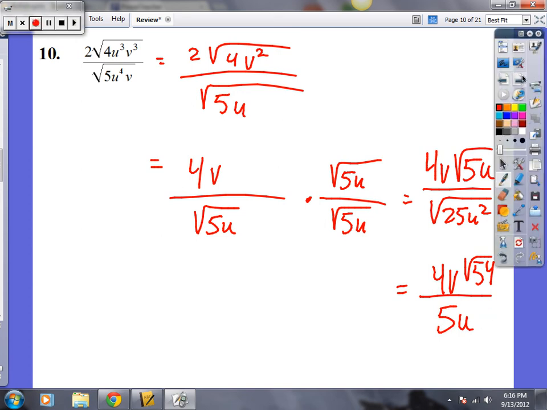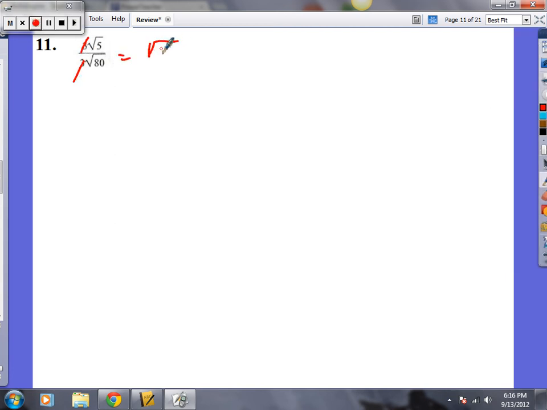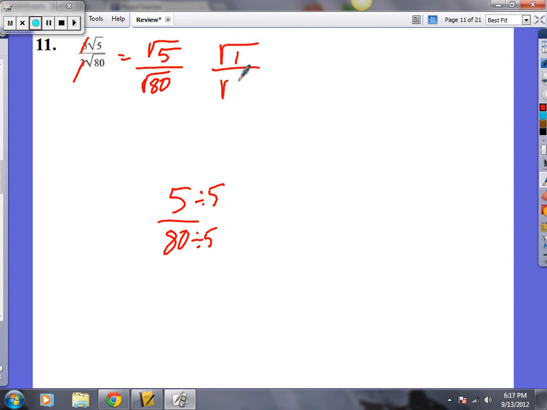Last one, and then the rest is the essay portion. Okay, this is what we love about 11. Your 3 on top and 3 on bottom are going to cancel. So you got square root of 5 divided by square root of 80. And think of this fraction, 5/80ths. If I divide each of those by 5, you're going to have, I think it is 1/16. And now this one's the easiest one so far because they're both perfect. Square root of 1 is just 1, square root of 16 is just 4. Done. Okay, that's it. If you can handle those 11, you're going to be in good shape.